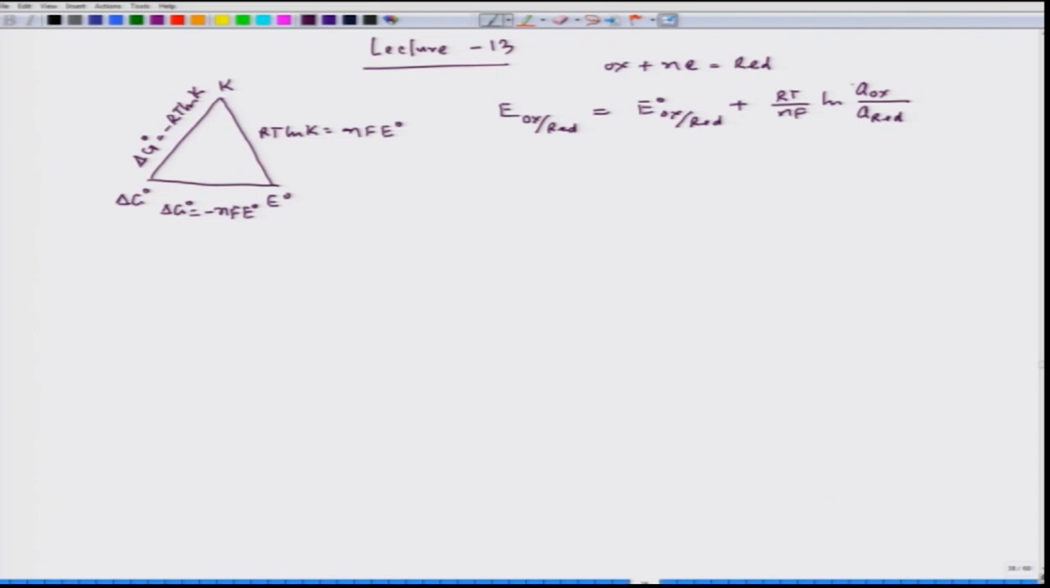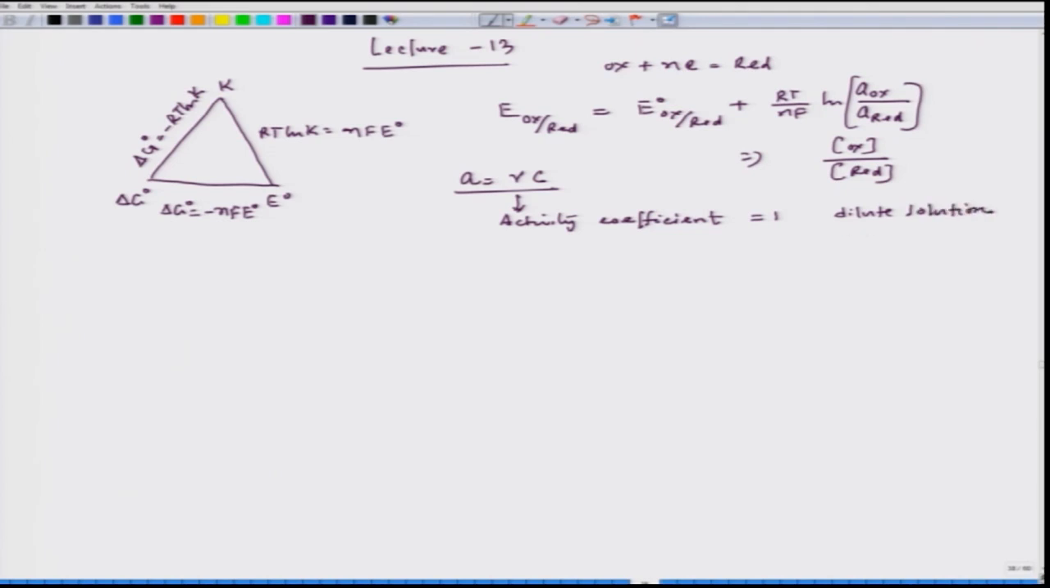At the same time, this activity part can be written in terms of molar concentration of ox and red when we consider dilute solution and also ideality. Means activity equal to activity coefficient times the concentration in molar concentration. Now, this activity coefficient will be 1 when we consider very dilute solution where ideality is maintained. That time I can write this. Now, this particular is called standard reduction potential.